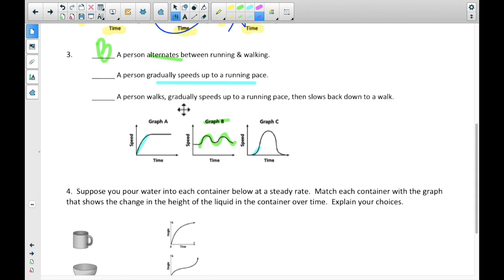A person walks, gradually speeds up to running pace, and then slows back down to a walk. Okay, look, that's this person. This one doesn't have a slow down part, so that's not it. This one does have a slow down part. And so this one's going to be C, and this one is going to be A.